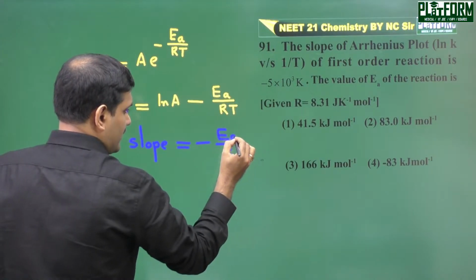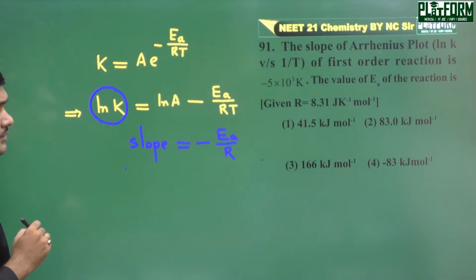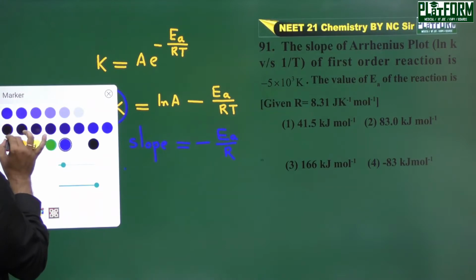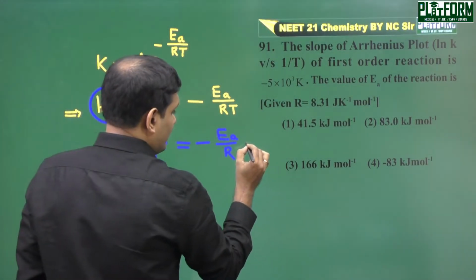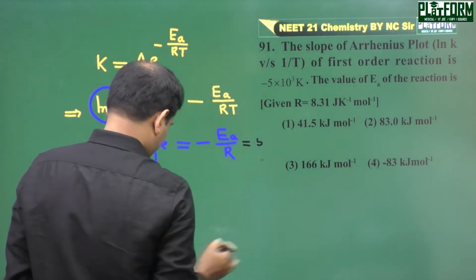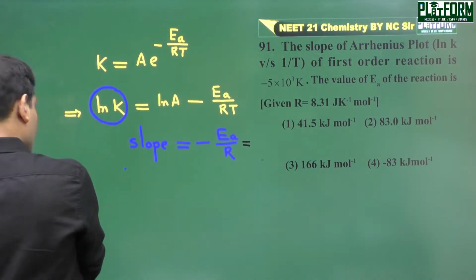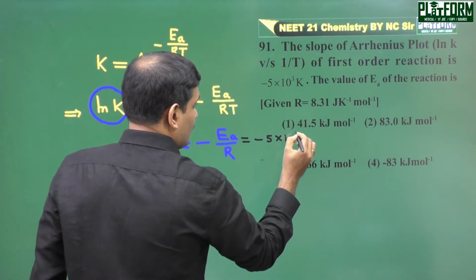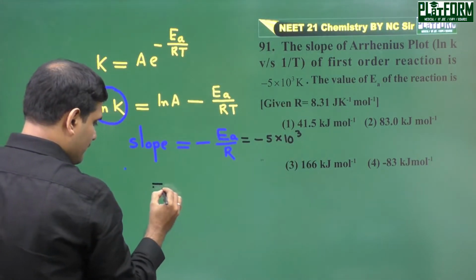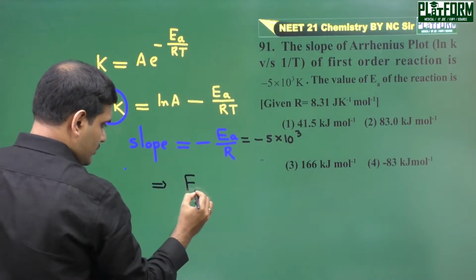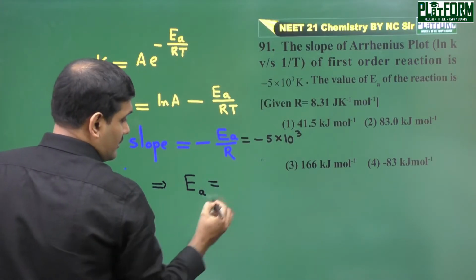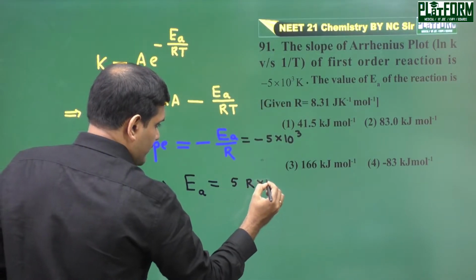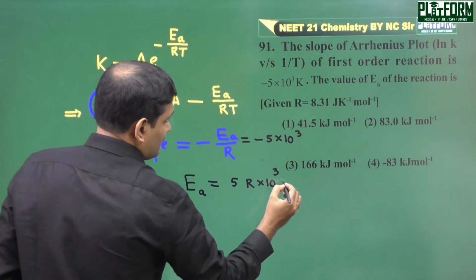Minus E by A minus E suffix A by R. So that value will be equal to this value. It is given that it is 5 into 10 raised to 3. Now EA, definitely the activation energy for this reaction, will be 5 into R into 10 raised to 3, this much.